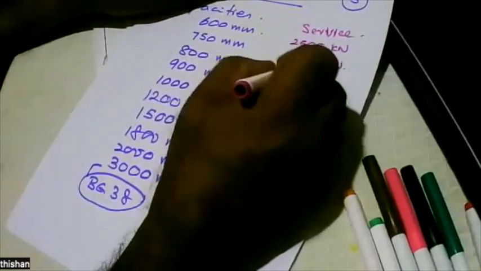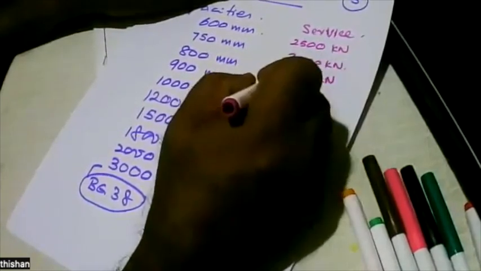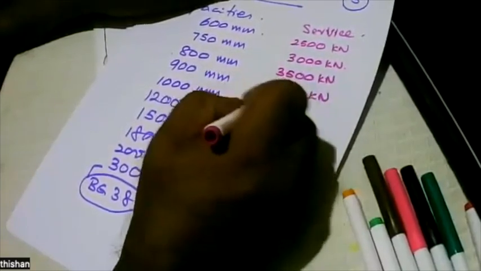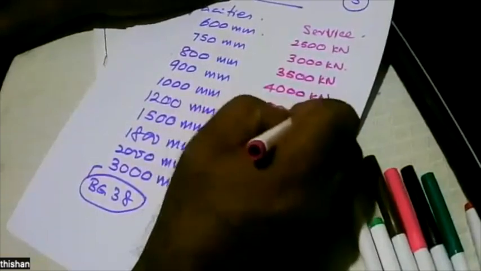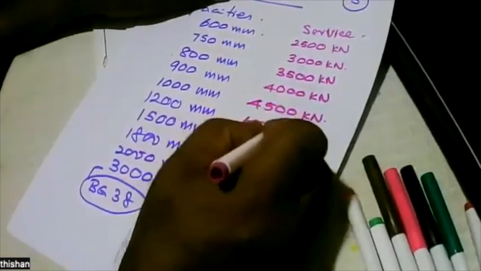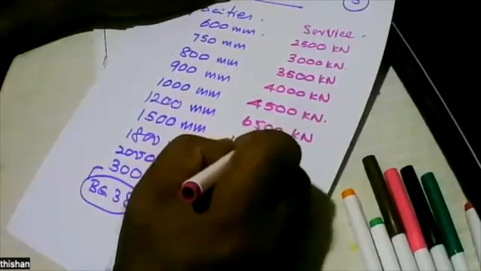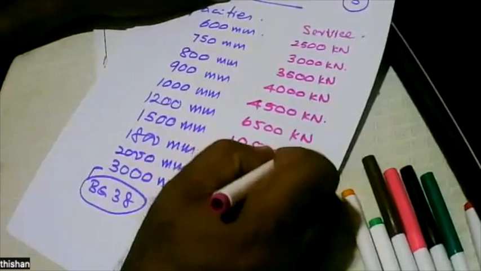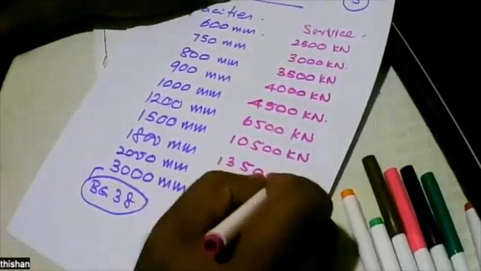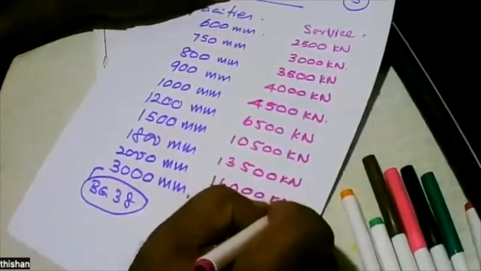This can be about 3,500. This can be about close to 4,000. This can be about 4,500. And this can be about 6,500. This can be about 10,500. This can be about 13,500. This can be about 16,200. And so on.